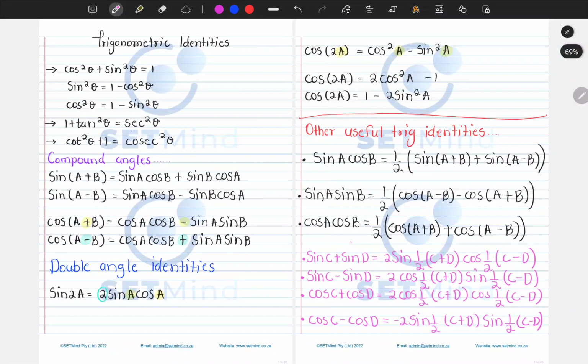So these are the other useful identities which you need to make sure that you are aware of. There's one last one which you need to make sure that you are aware of. Maybe I'll do it as we do questions. Let's let that one pass.